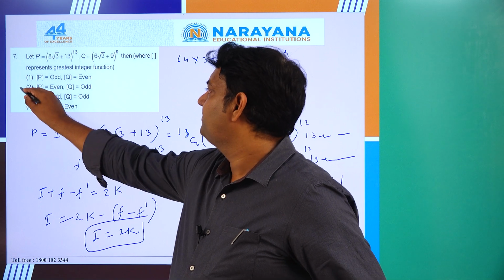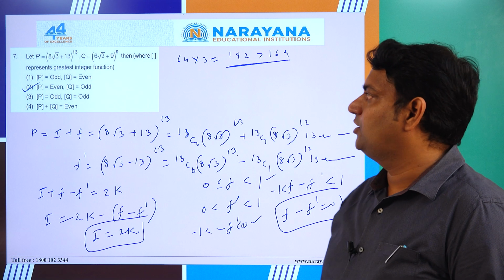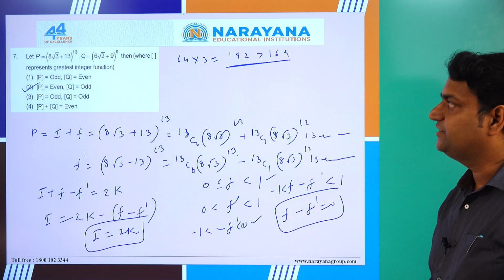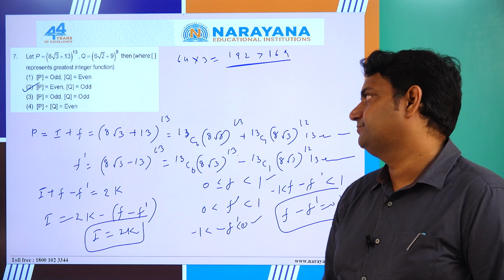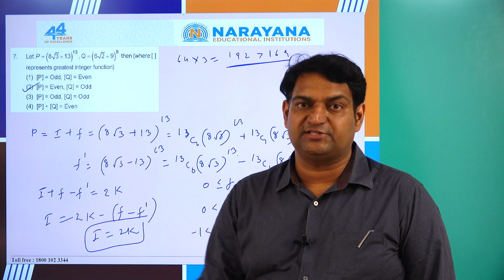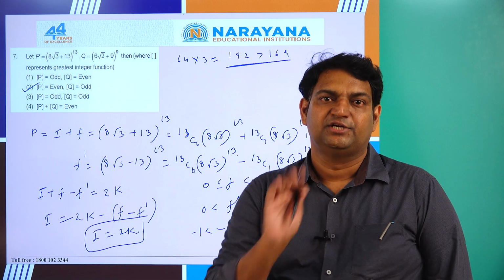Even, odd. So according to the given question, the answer should be the second option: the greatest integer of p is even and the greatest integer of q is odd. Please confirm. Again, I am saying that this is completely memory based, so there may be mistakes in the options here and there; we can't be sure about it.